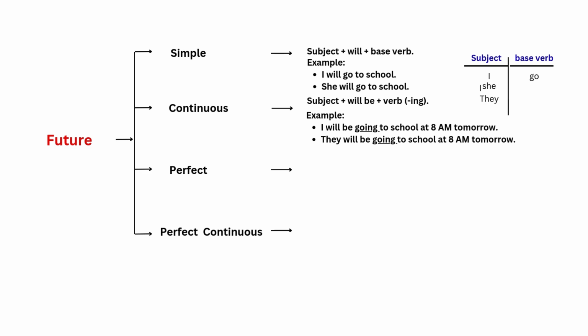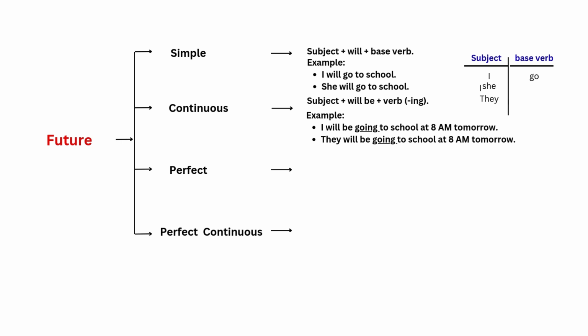Future continuous tense. Subject plus will be plus verbing. Example: I will be going to school at 8 a.m. tomorrow means that at 8 a.m. the next day, the person will be in the middle of the process of going to school. The action will be ongoing at that specific time in the future.